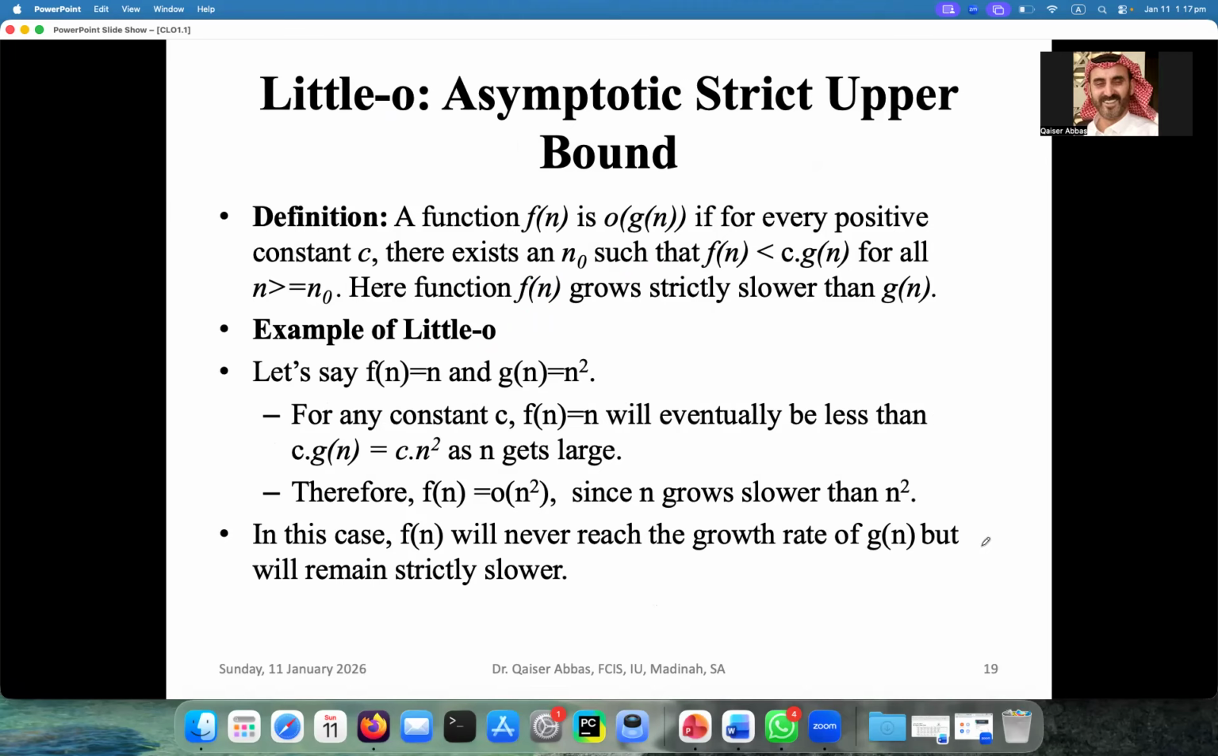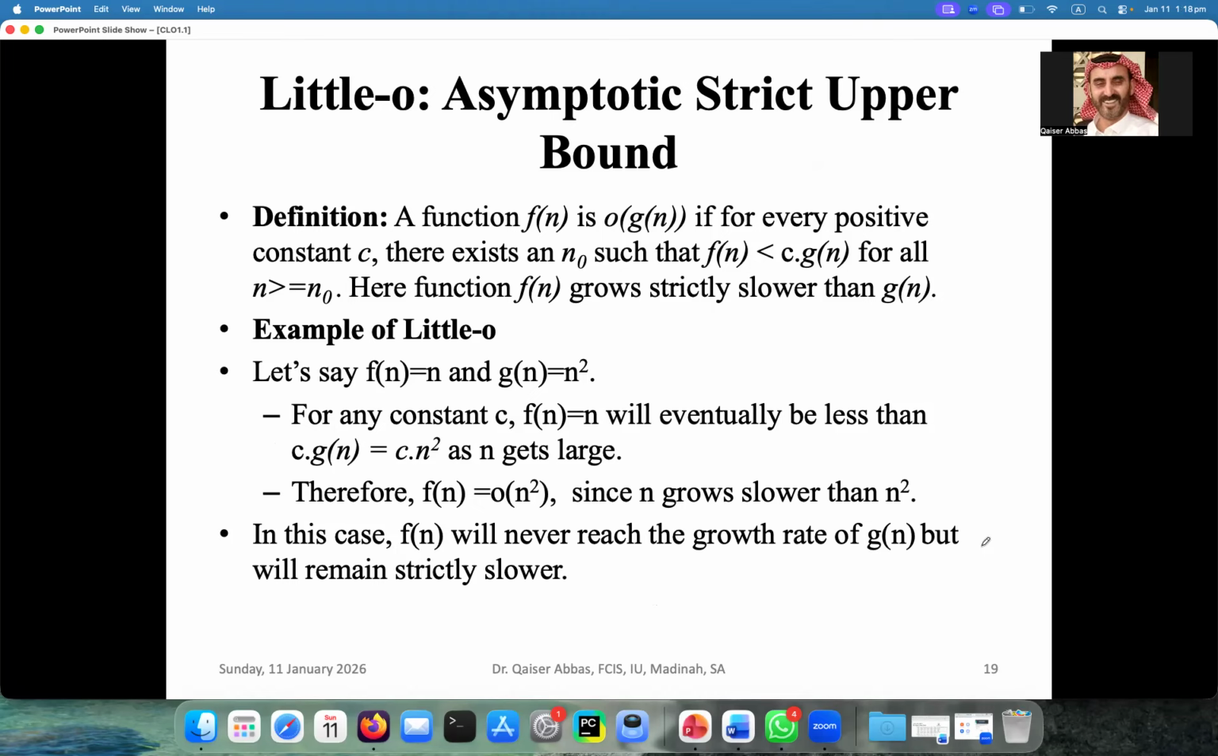You will not have equality here. F of n would always be less than little o of g of n. That equality sign is now gone from the theory. Always less. Always less. When it is always less, it is now a strict condition.